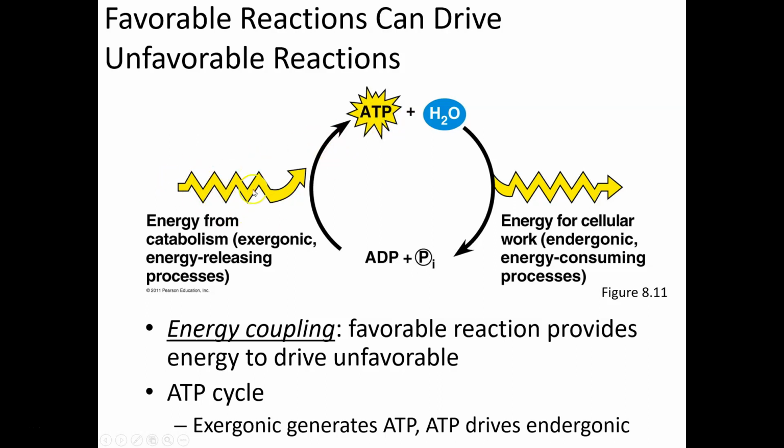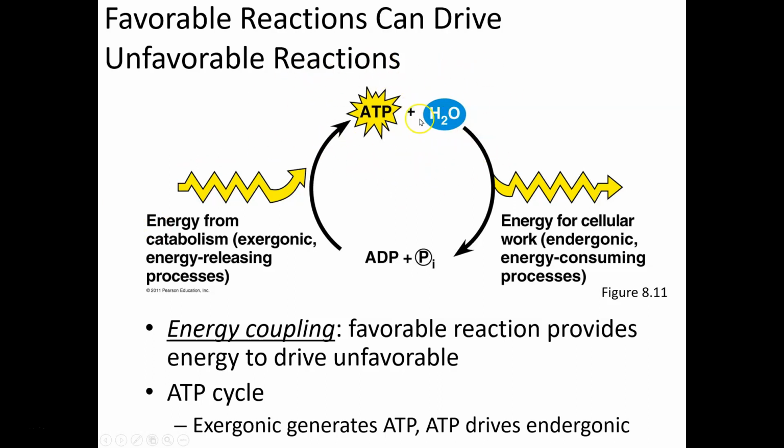Okay? So this left side, we get from what's called catabolism. Catabolism is breaking down. They tend to be energy releasing processes. And so when we break down our food for energy, that's called catabolism. It's a catabolic process. So we just go through this ATP, ADP cycle all day long.